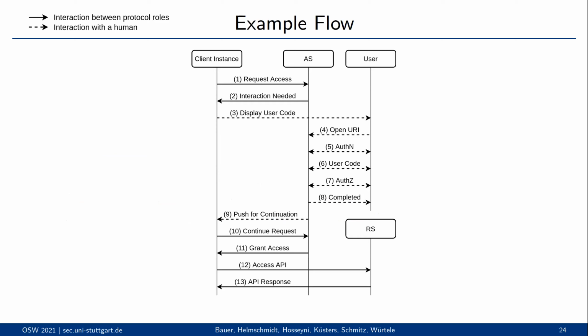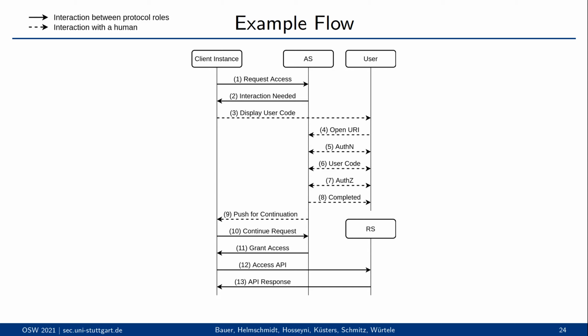Now here's an example flow of GNAP. In this flow, we have a client instance, an authorization server, and a resource server, which are roles defined by the protocol, and also a user who is a human. This flow is started by the client instance that requests access from the authorization server, that then determines that interaction is required for this request.